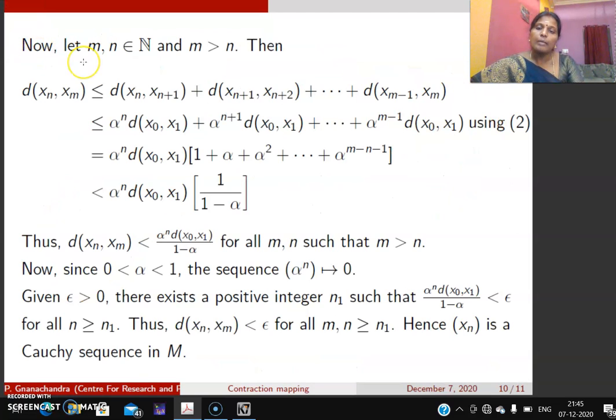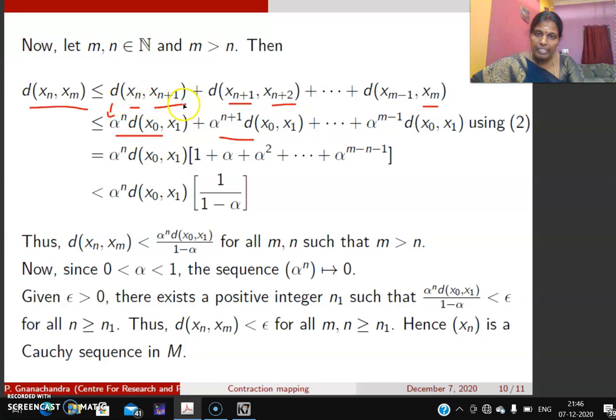Now I am going to prove xn is a Cauchy sequence. For that, I have to take d of xn comma xm, using the generalized triangle inequality. I have used it here. That is, the distance xn to xn plus 1, xn plus 1 to xn plus 2, up to xm. I have assumed m and n are two positive integers, and assumed the condition m greater than n.